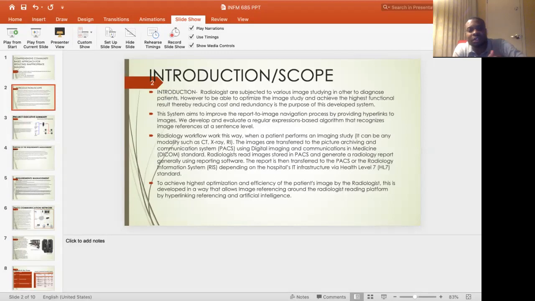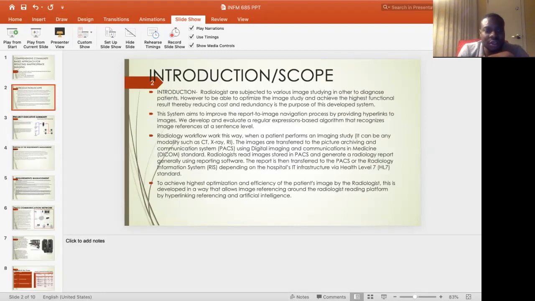The report is then transferred to the PACS or the radiology information system, depending on the hospital IT infrastructure, through HL7, which is a language that different EHRs or machines interact with. To achieve the highest optimization and efficiency of the patient's image reading by the radiologist, it is developed in a way that allows image referencing around the radiologist's reading platform through hyperlinking, referencing, and artificial intelligence.